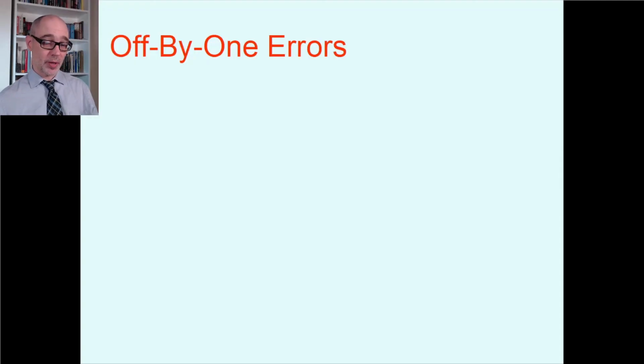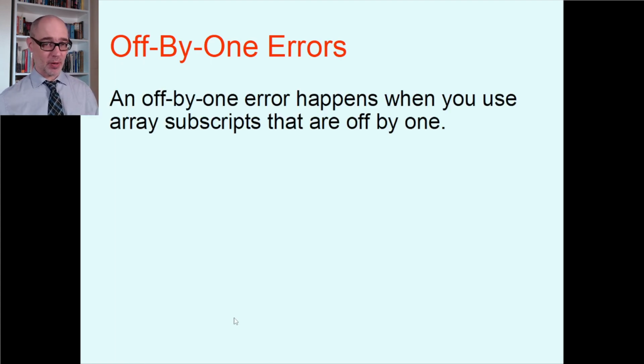Okay, so I hope you're convinced that buffer overflows are really bad and you really want to be on the lookout to avoid them. Now, the most common way that happens is what's called an off by 1 error. You can have code that's almost correct, it's just off by 1, and that one tiny little change can make a buffer overflow and can possibly crash your program or your computer. So an off by 1 error is what happens when you use array subscripts that are just off by 1.